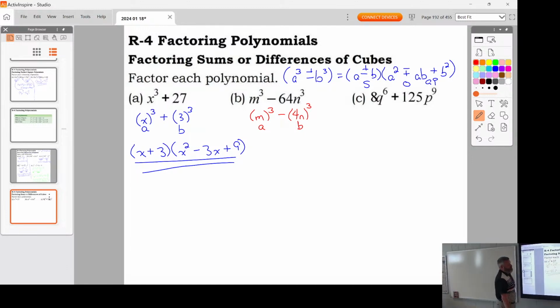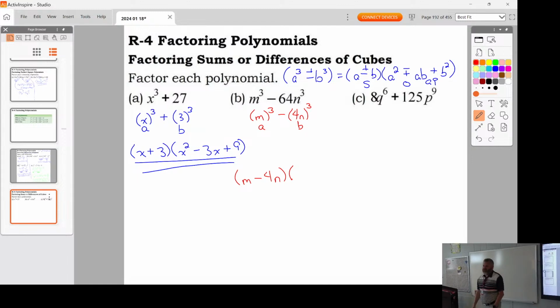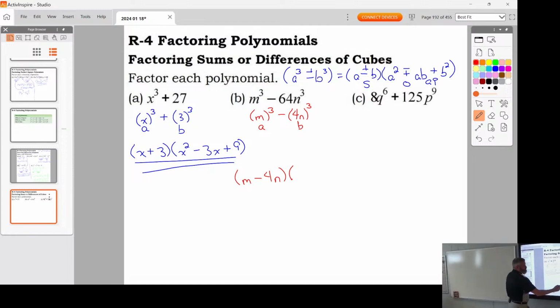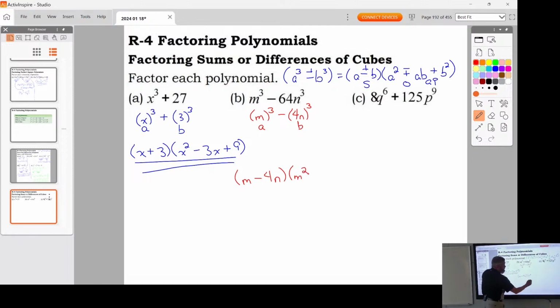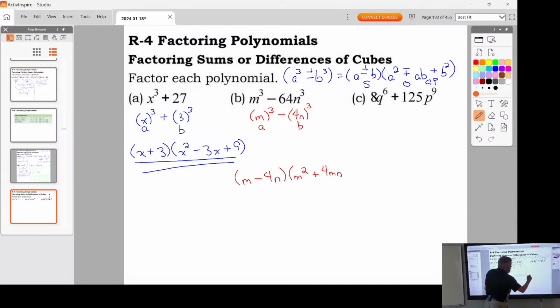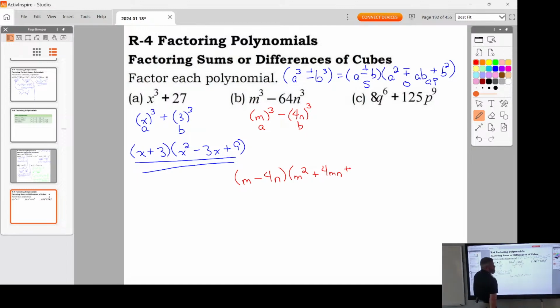Final answer. A is m, same sign, so minus. B is 4n. Just like this class to some of y'all, it's 4n. Maybe a different 4n. A squared, m squared. Opposite sign, so plus. A times b, 4mn, because we like our alphabet. Keep it in order. Always plus b squared.